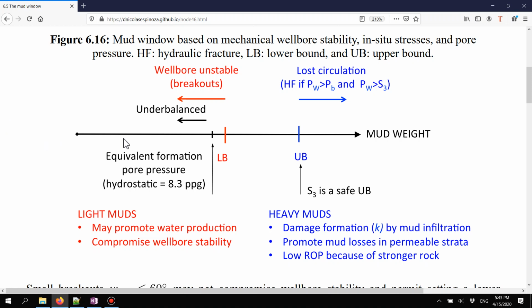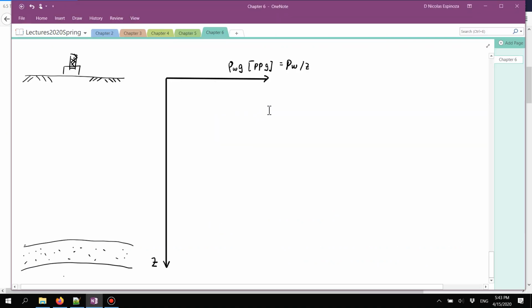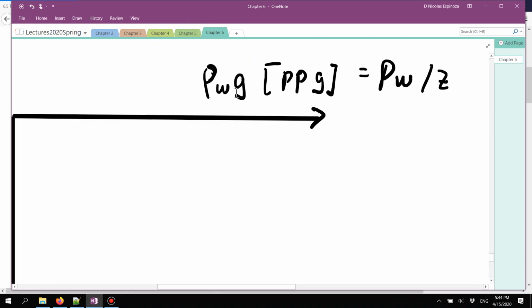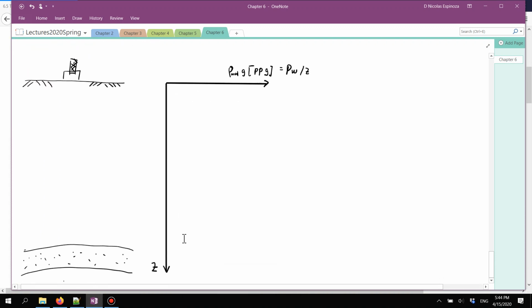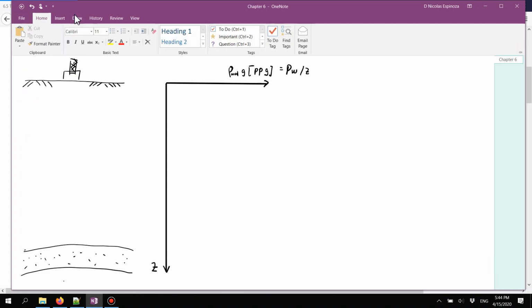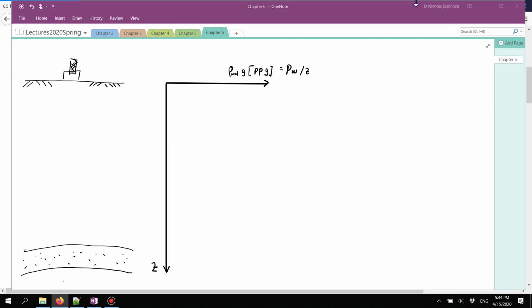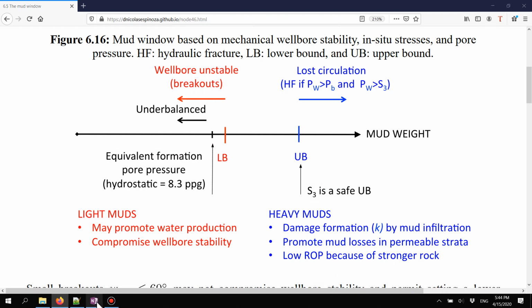Let me check the colors I use. Okay, I use red and blue. I'm going to put my lower bound in red and my upper bound in blue. All right. Notice that here I have gradient, I have density, in this case the density of the mud. It's a tiny typo here. Let me correct it before we start. This is the density of the mud times gravity. Okay, let me check again my colors. Okay, red and blue. Now I'm ready.